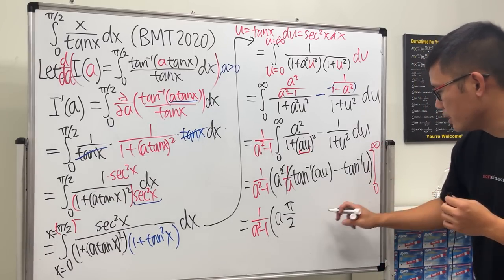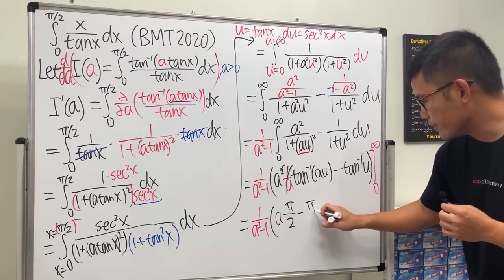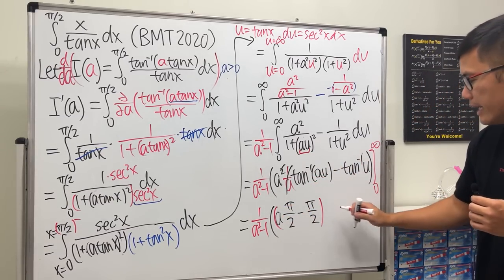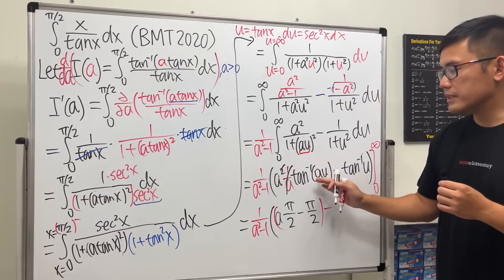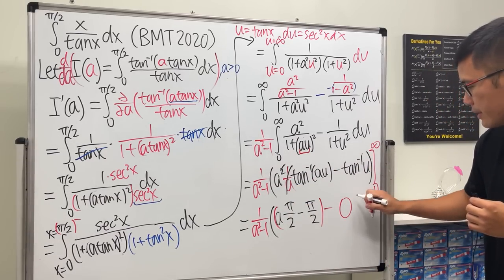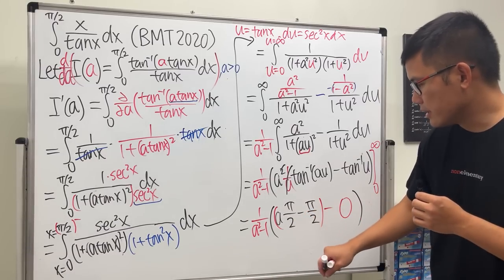And then you put infinity to here, that's nice, it's just minus pi over 2. So this is what happens when we put infinity into the u's. And then when we put 0 here, inverse tangent of 0 is just 0, all gone. Likewise, this is also all gone, so we have minus 0. Cool. And then we can simplify this a little bit.